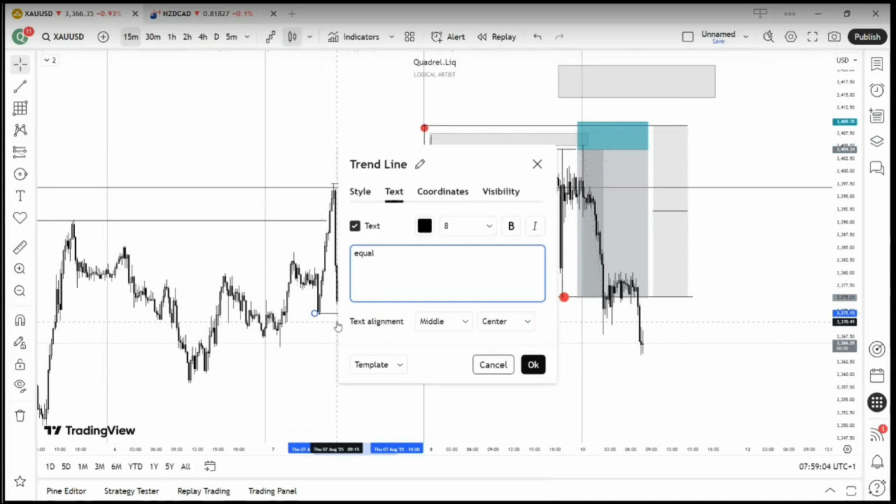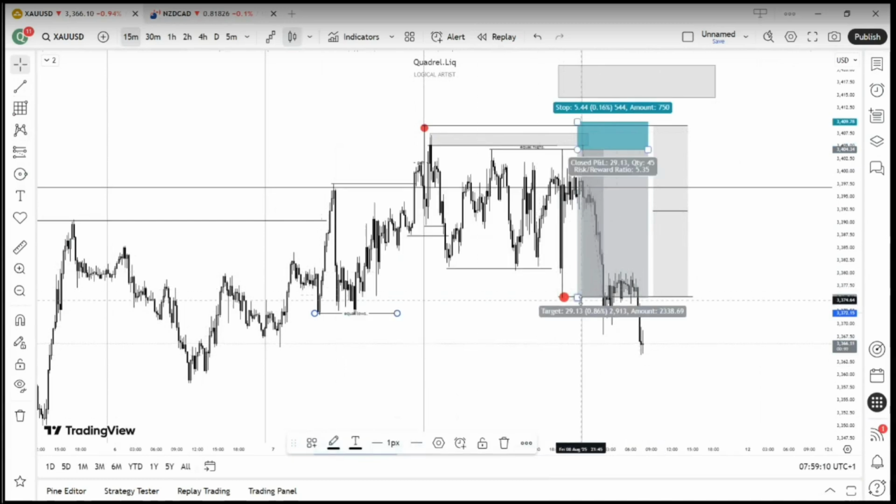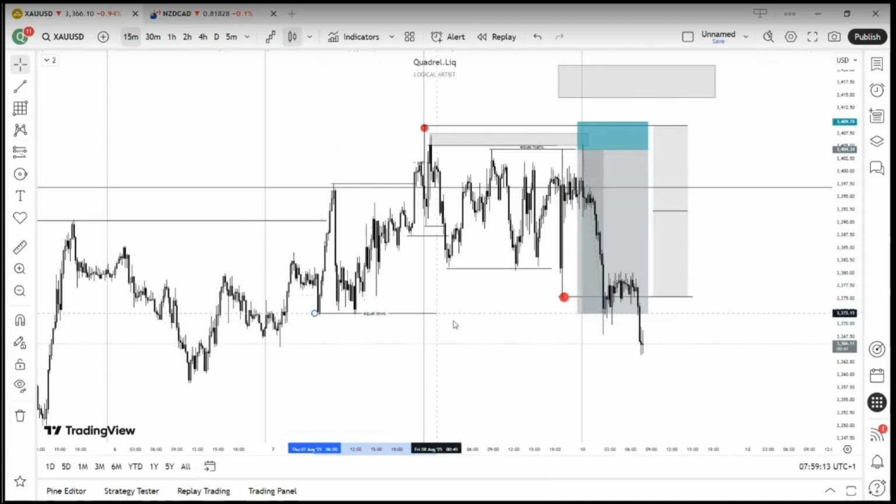equal lows. So that was the second target for that trade.